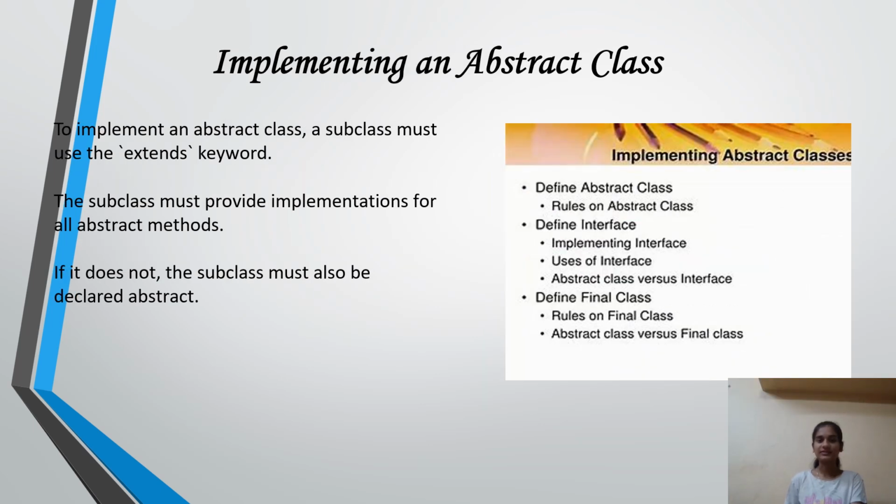Implementation of abstract classes. To implement an abstract class, a subclass must use the extends keyword. The subclass must provide an implementation for all abstract methods. If it does not, the subclass must also be declared abstract.